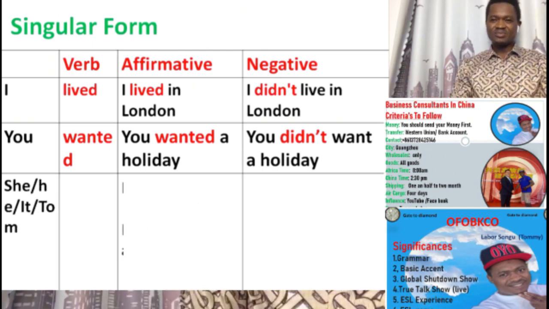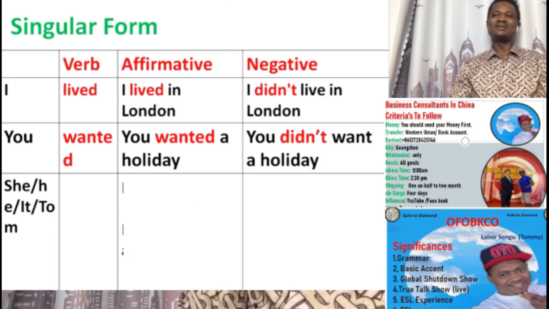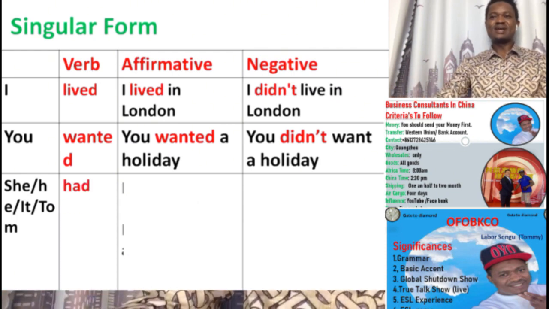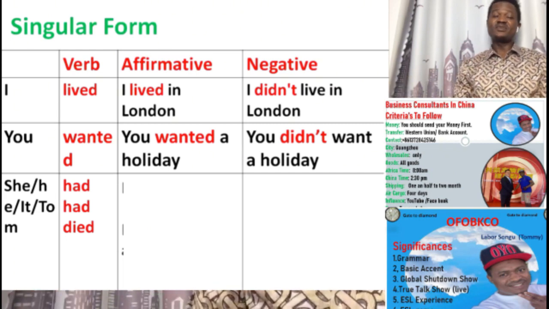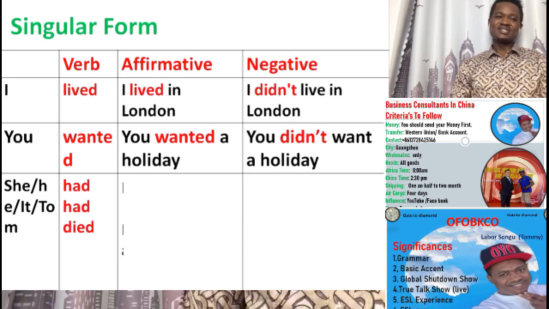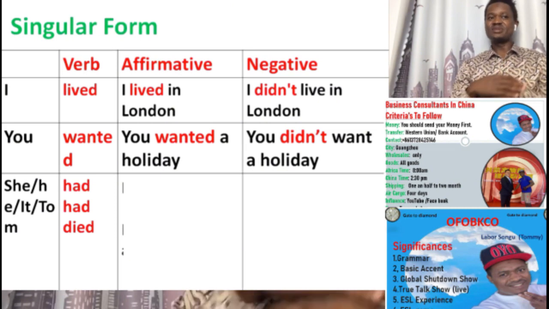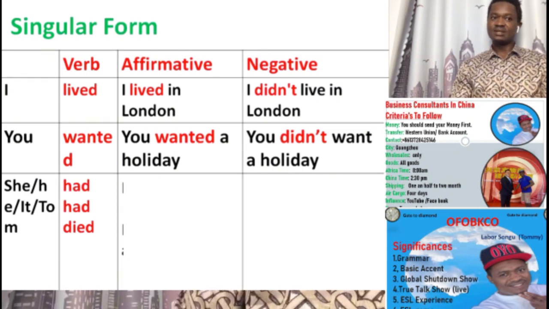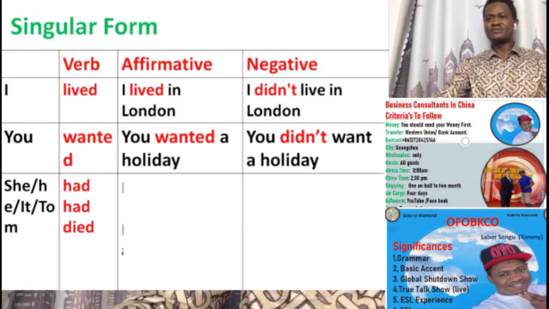Okay, let's talk about the third person pronouns: she, he, it, Tom. These are all third person pronouns. The verbs we're going to use here are had and died. You've got to see that for the past simple it's the same. There is nothing changed here. Like in the present simple you might say she has, but no, the past stays the past. It's the same for singular and plural. All right, guys, let's go to the affirmative form.